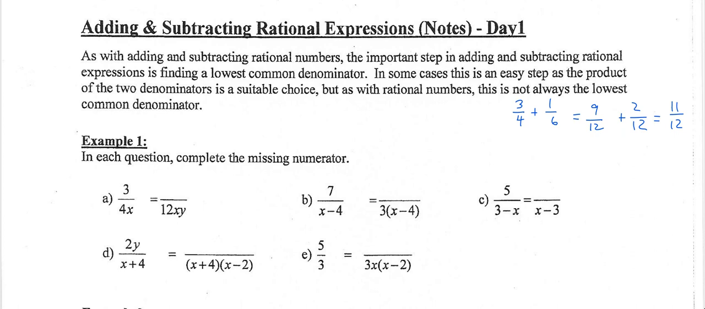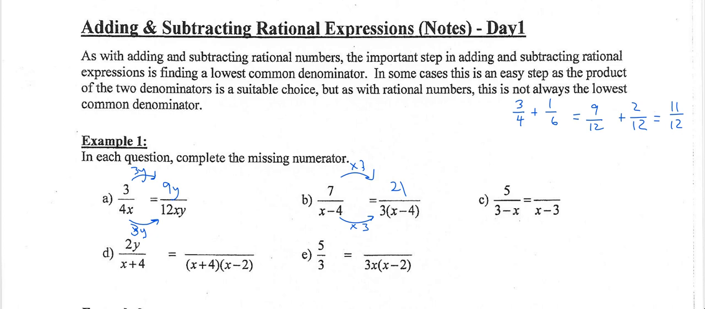For example, 3 over 4x, if I want to write that as over 12xy, I would have to multiply the denominator by 3y. I'm just not going to write the times because it looks like x. So I'm going to multiply that by 3y. This also has to be multiplied by 3y, so on top I will get 9y. In b, x minus 4, if I want the denominator to be 3 times x minus 4, then I have to multiply the denominator by 3, which means the top is also times 3 to be equivalent. So now that's 21.